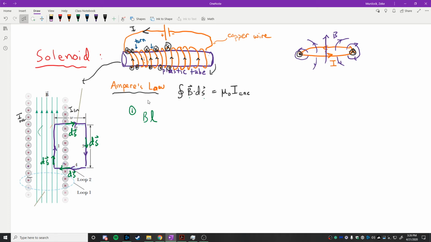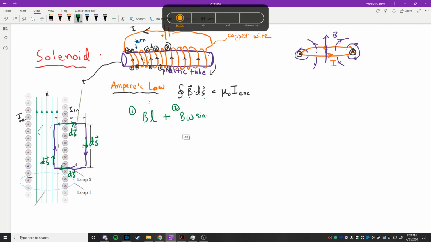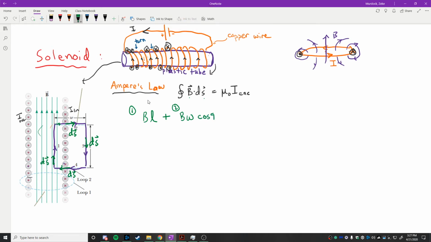For part 2, along this line right here, B and ds are perpendicular to each other. If B and ds are perpendicular, what are we going to get from B dot ds? We're going to get something like B times the length, which is w, times 0, because this is multiplied by the cosine of the angle between B and ds. Not the sine, sorry, my bad. It's a dot product, and dot products are cosine.